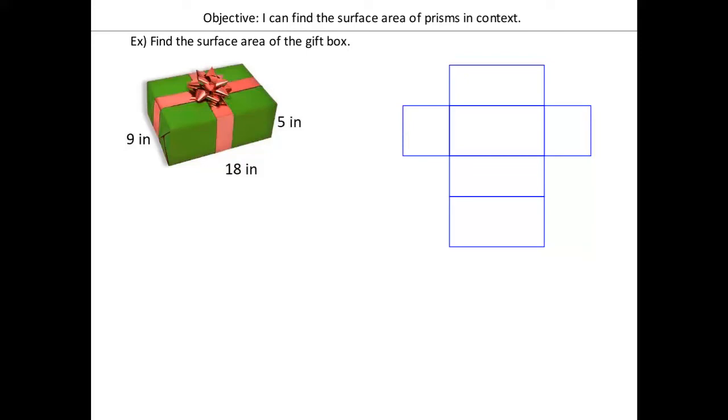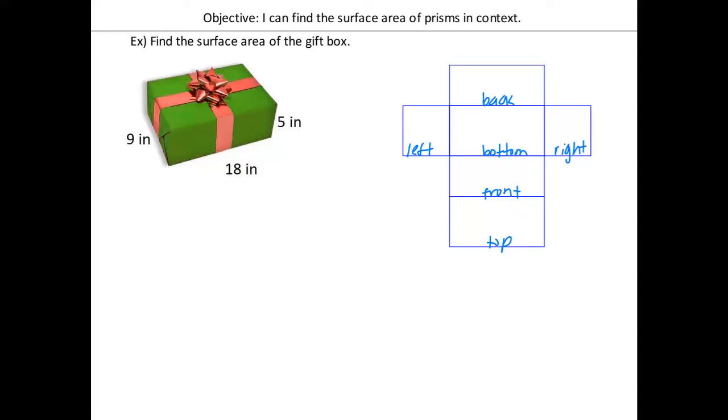So if we draw the net, it's going to look something like this. This is basically going to be the left side. This one's going to be the right side. This is going to be the bottom. This is going to be the back. This is going to be the front and the top side. So if I fold it back up, that's where everything is at.